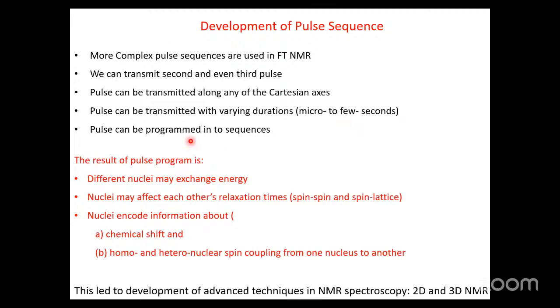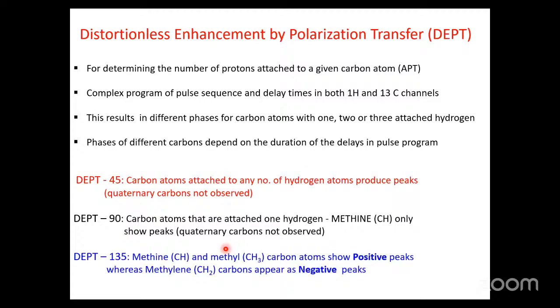Pulse can be programmed into a sequence, and the result of the pulse program is that different nuclei may exchange energies. Nuclei may affect each other's relaxation time. Nuclei encode information about the chemical shift as well as homo and heteronuclear spin coupling. And this led to development of more advanced techniques in NMR like 2D and 3D NMR.